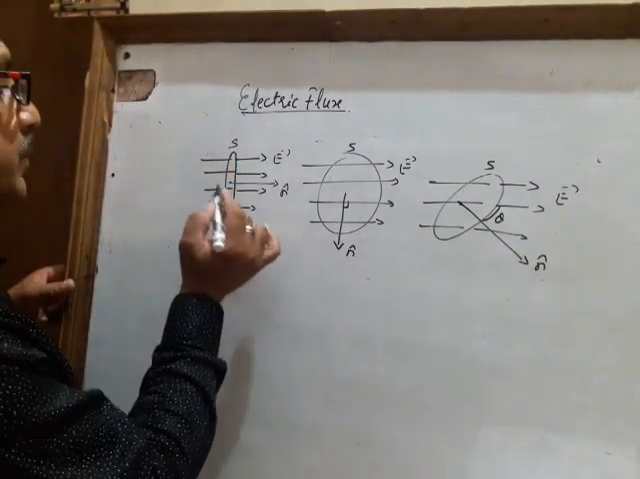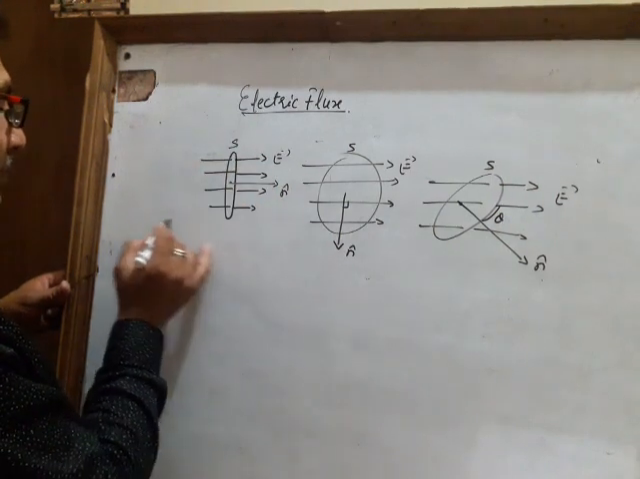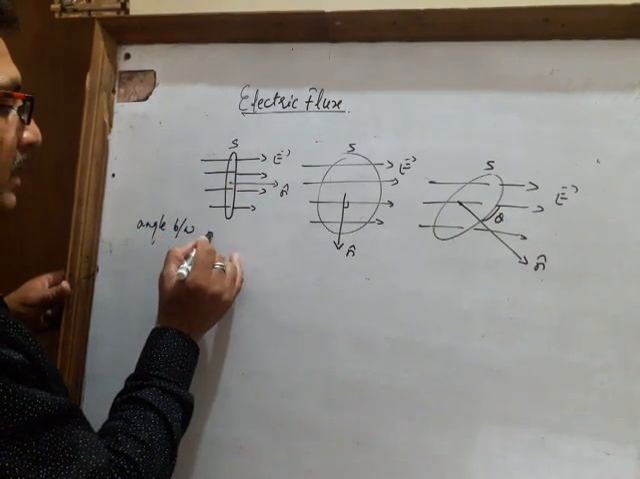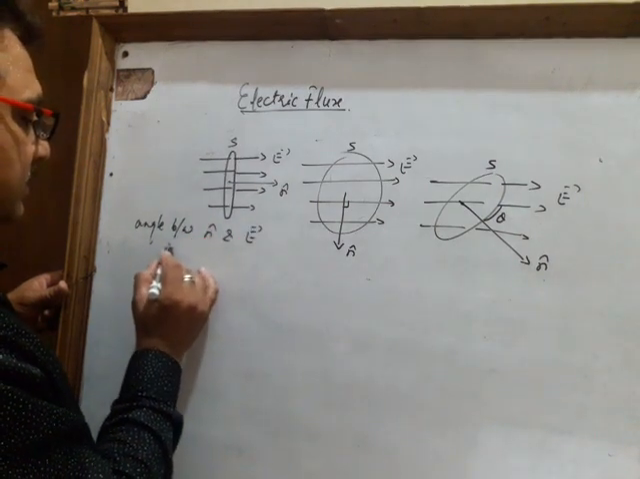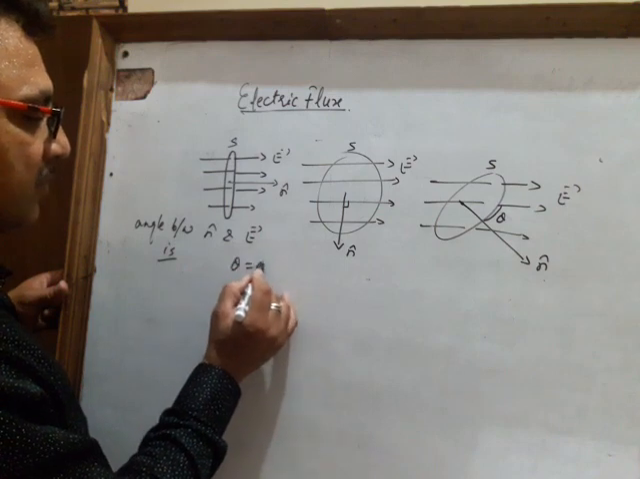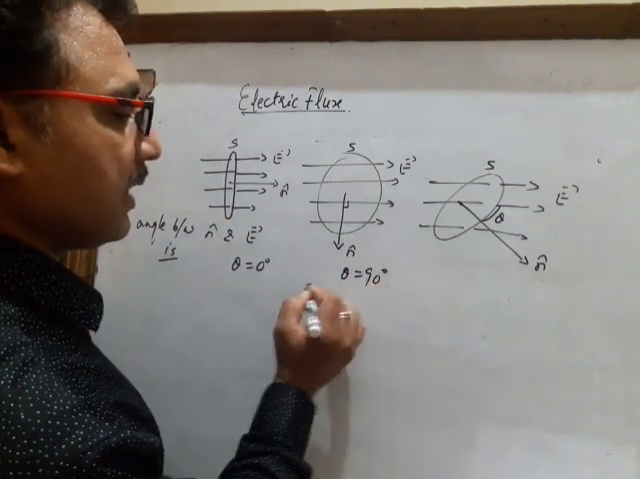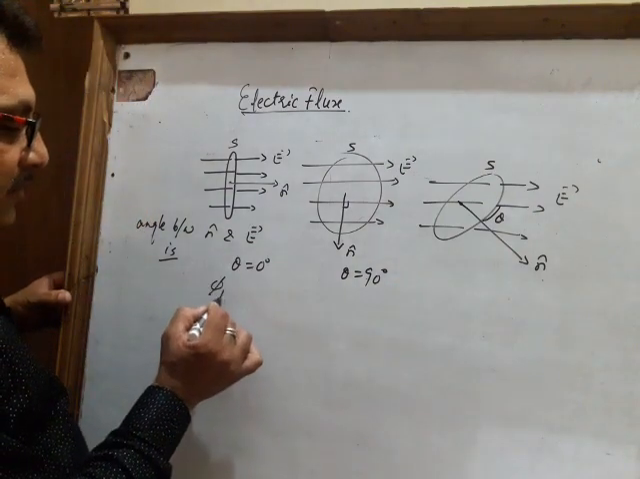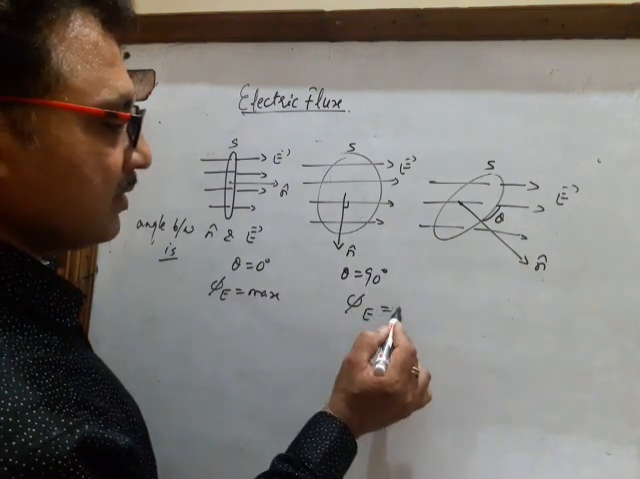So what is the angle between n cap and E? The angle between n cap and E is theta equal to 0 degree in this case, theta equal to 90 degree in this case, and this is a general case. So in this case phi E is maximum, in this case phi E is minimum.